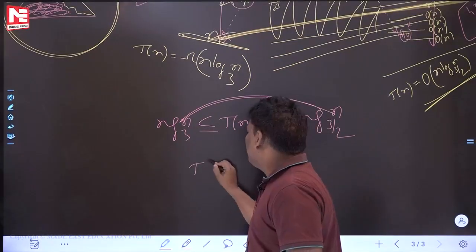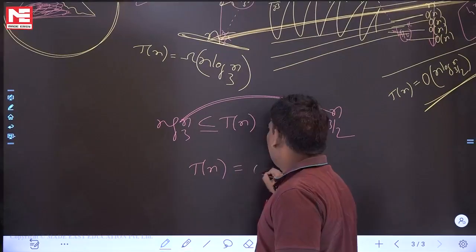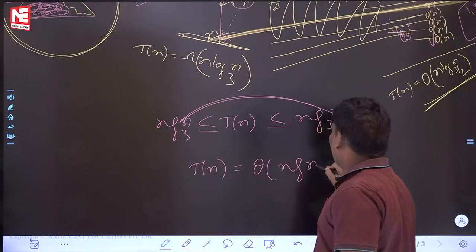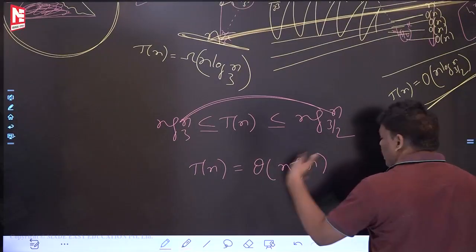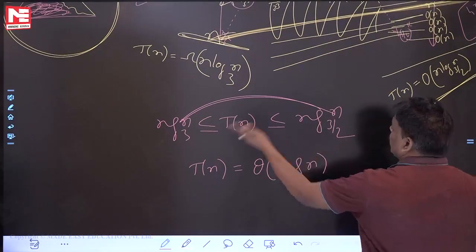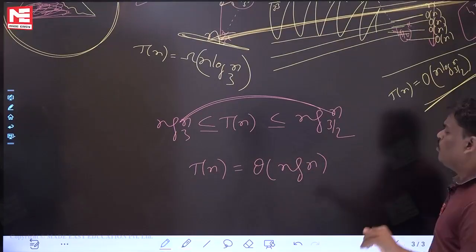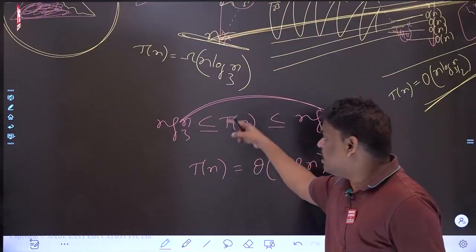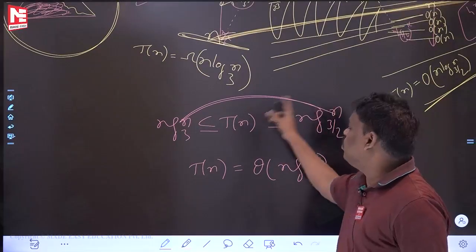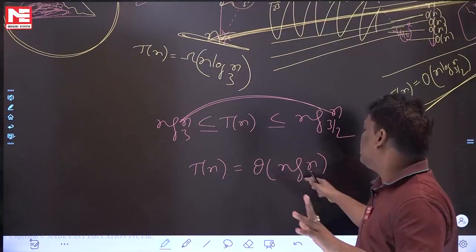Final answer. Let me write now. Final answer: Tn is equal to theta of n log n. Forget about base. Right? If anyone asks you what is the base, you can keep any base because all differ by only a constant. For this problem, what is the final answer? Upper bound is n log n base 3 by 2. Lower bound is n log n base 3. Because both differ by only a constant, simply you can say theta of n log n.